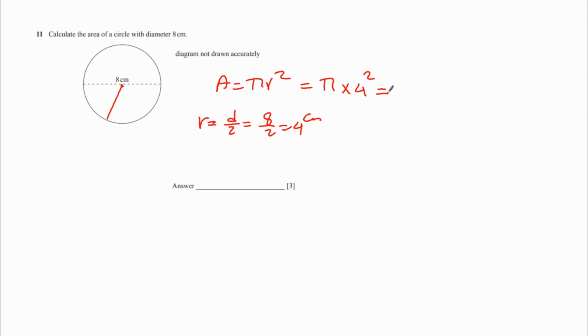Now if we find this, and again I'm going to do it in 2 decimal places, this would be 4 times 4, which is 16, times pi, which, if I round it up, is 50.27. So this would be 50.27 centimeters squared.